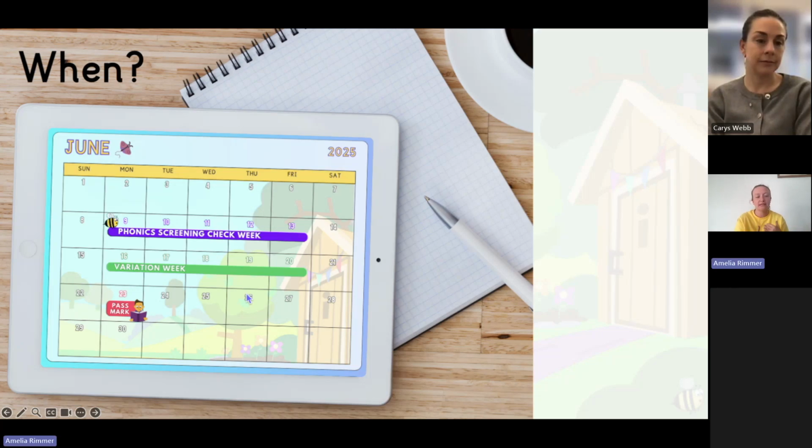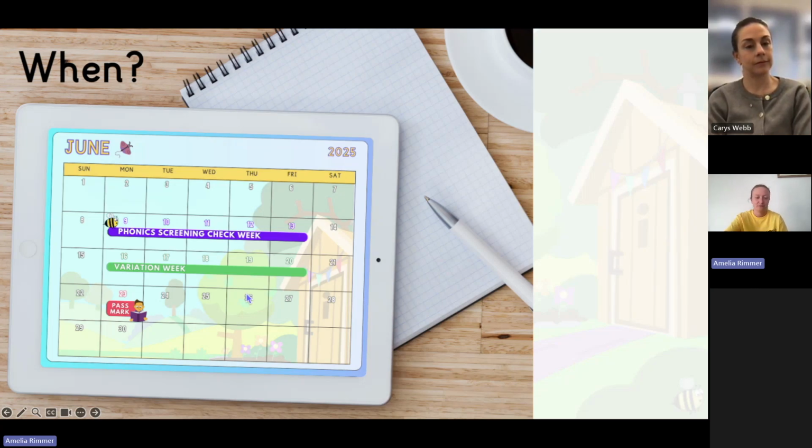The week after is what's called variation week. So if your child was absent during that first phonics screening check week, then they will sit it in the variation week. If they miss both weeks, it will just go down as them being marked as absent completely from the check. And on the 23rd of June this year is when they're due to announce the pass mark for this year.